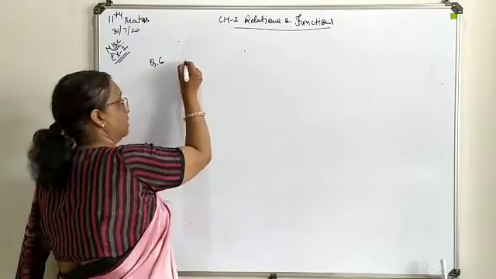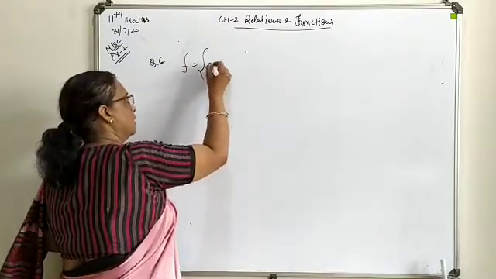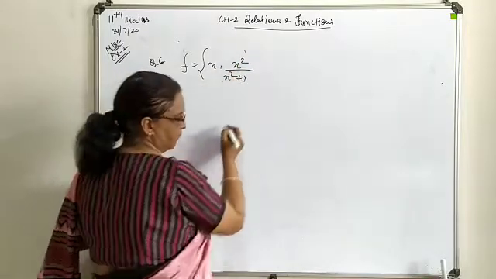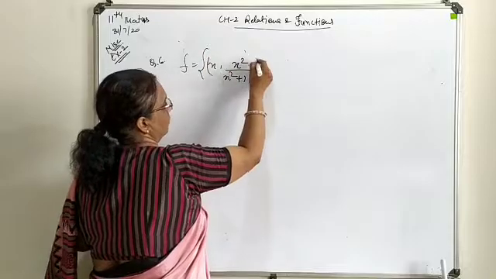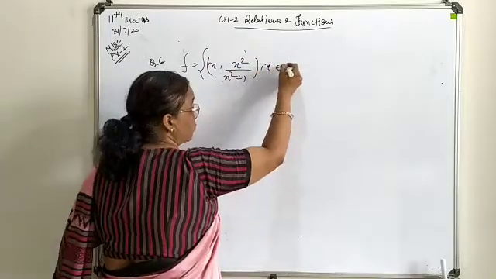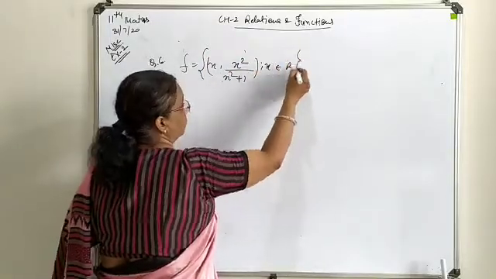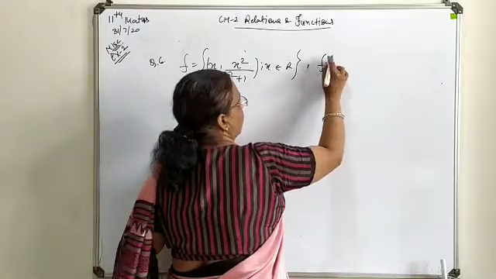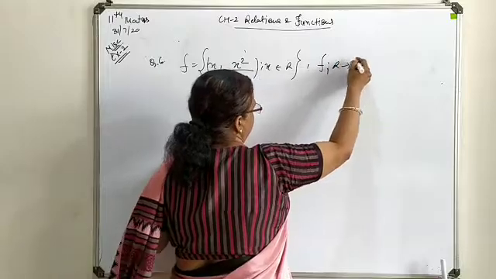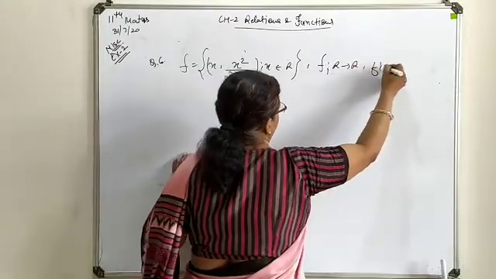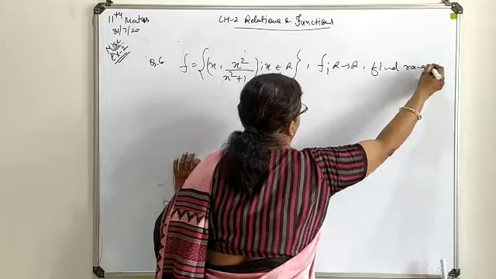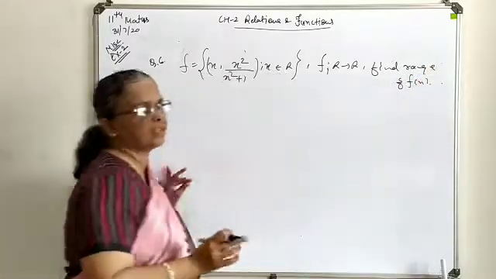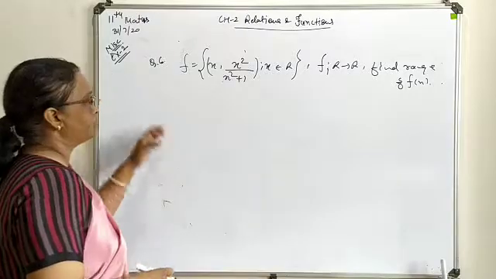Express the function as x square upon x square plus 1, where x belongs to R. Now here f is again defined from R to R. So here we have to find the range of fx. Means what solution you will get here.